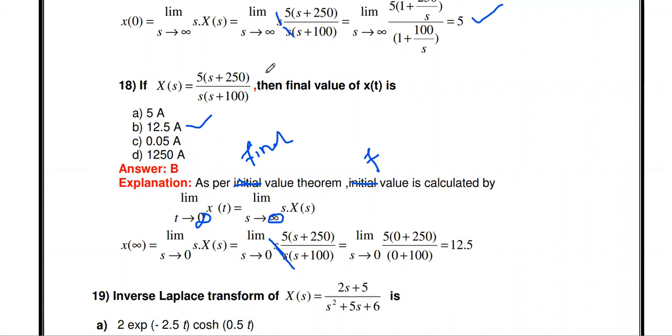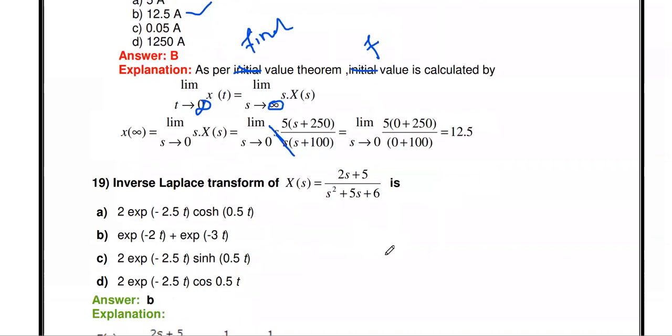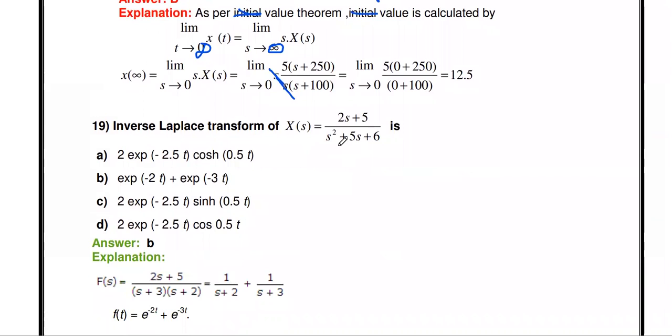So if you want to calculate the initial value, you may use the initial value theorem. If you want to calculate the final value, you may use the final value theorem. Then, the inverse Laplace transform of X of s equal to 2s plus 5 divided by s squared plus 5s plus 6 is?